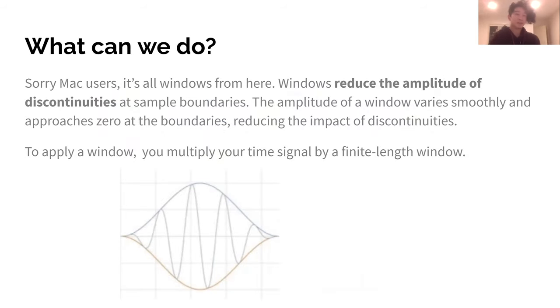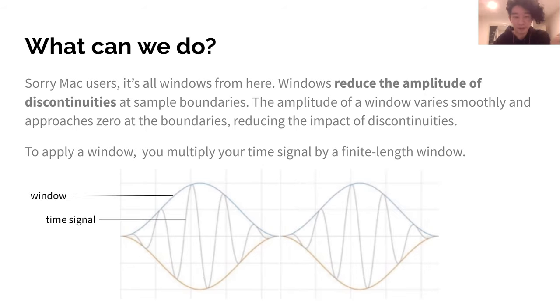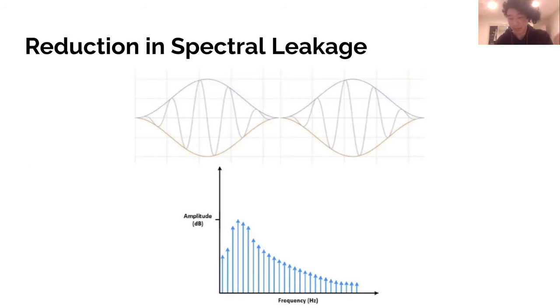So what can we do? We use what we call windows, which reduce the impact of discontinuities at the boundaries. The window varies very smoothly and approaches zero at the boundaries of the signal, which helps reduce that impact. To actually apply the window, all you do is multiply the time signal by your window. You can see the time signal here is that gray wave and the window is the blue and the yellow. Now the endpoints of the wave meet, and this makes the discontinuity not as obvious. You can see that the frequencies around the original main frequency are more obvious, and the amount of power in the neighboring ones is much lower. So it's a lot easier to tell what the frequencies actually should be.